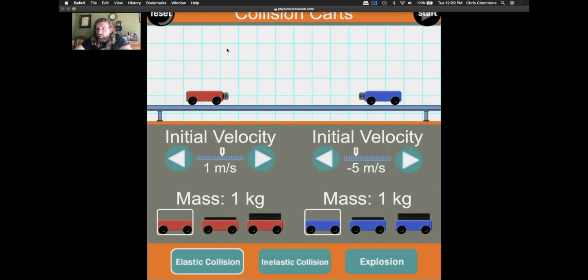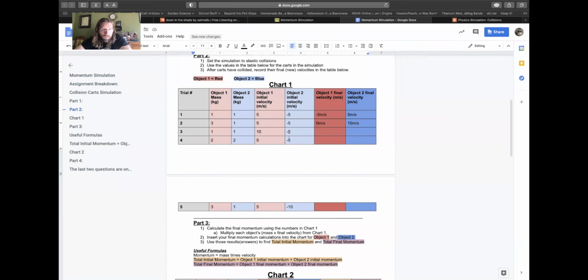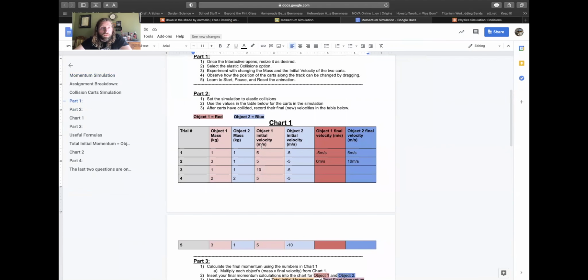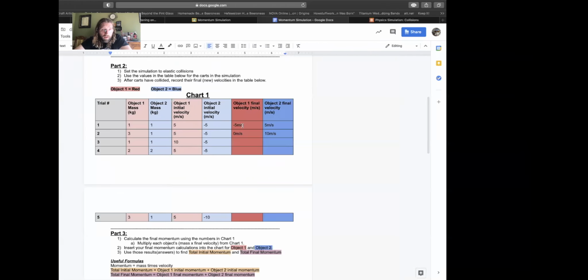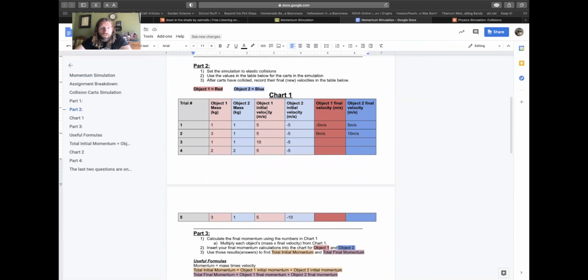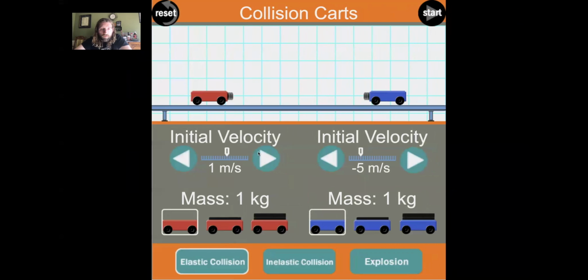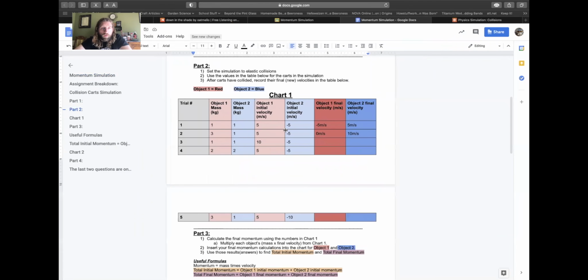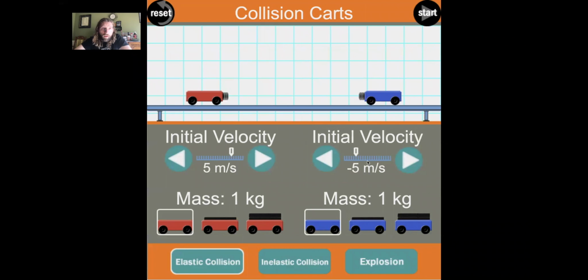Now, the actual assignment portion of this is for you to use this table and figure out some important information. To give you an example, we'll do the first one. Object 1 and object 2 both have 1 kilogram of mass, so I've got them both set on 1 kilogram. Object 1 initial velocity, that's the red cart, I want to be 5, so I'll turn it up to 5. And I want the blue cart, object 2, to be -5. I run the simulation.